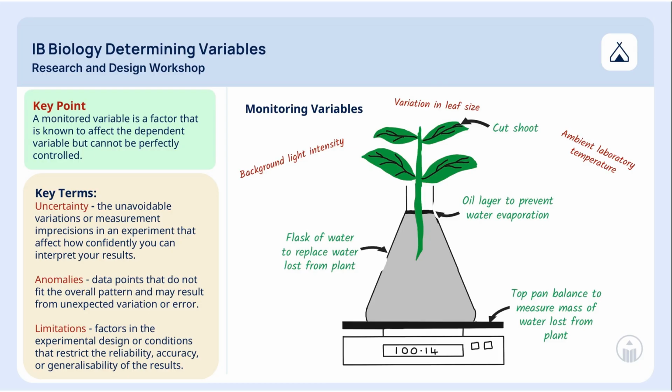By clearly controlling what you can and monitoring what you cannot, you strengthen the validity of your IA and ensure that any patterns in your results can be confidently linked to your independent variable.